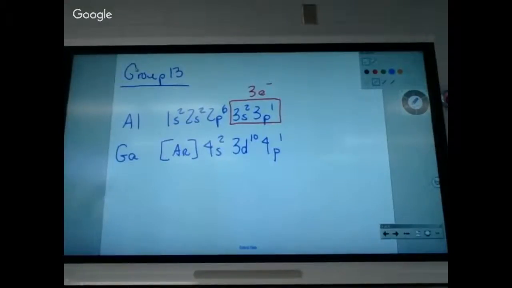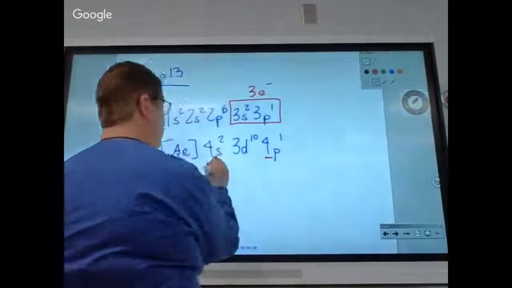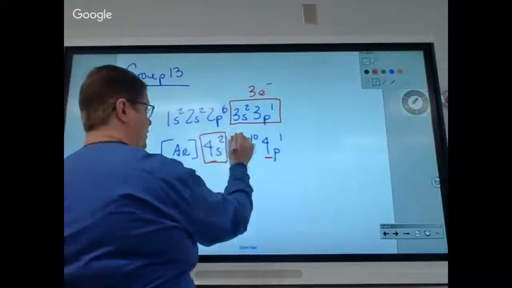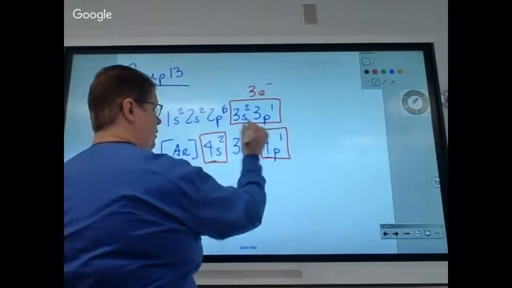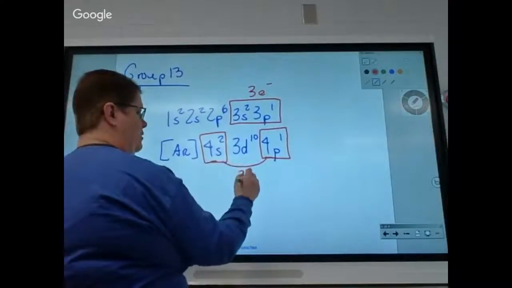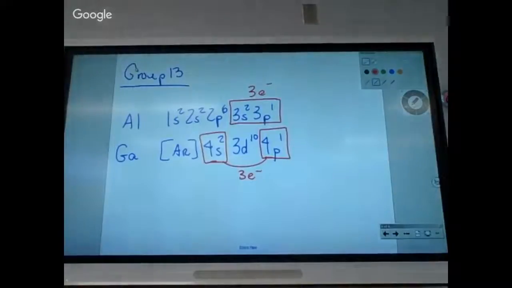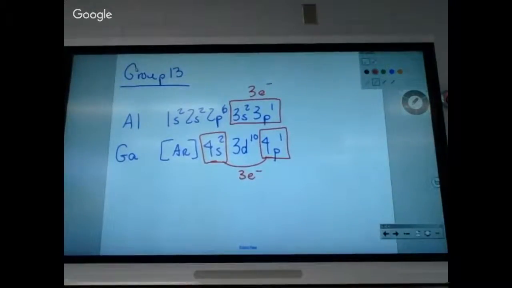All right, so again, what's the outer shell in gallium? 4. You always look at the coefficients to tell the outer shell, and 4 is the bigger coefficient, so that's my outer shell. Okay? So, again, there are 3 electrons. In group 13, how many outer shell electrons are there going to be? 3. So everybody in group 13 has 3 outer shell electrons.